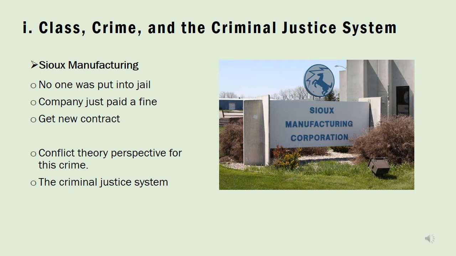Let's start from the first one. Class, crime and criminal justice system. To begin, I would like to explain the phrase criminal justice system. The criminal justice system refers to the system of police, court, and prison set up to deal with people who are accused of having committed crime.